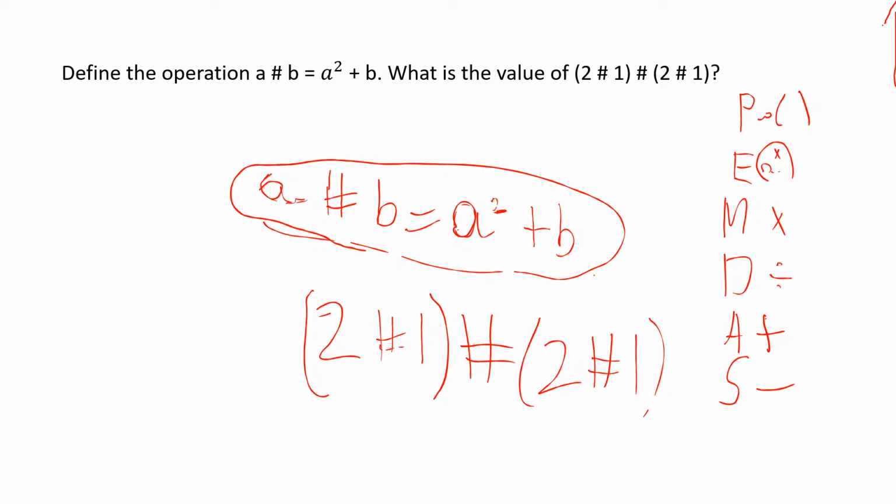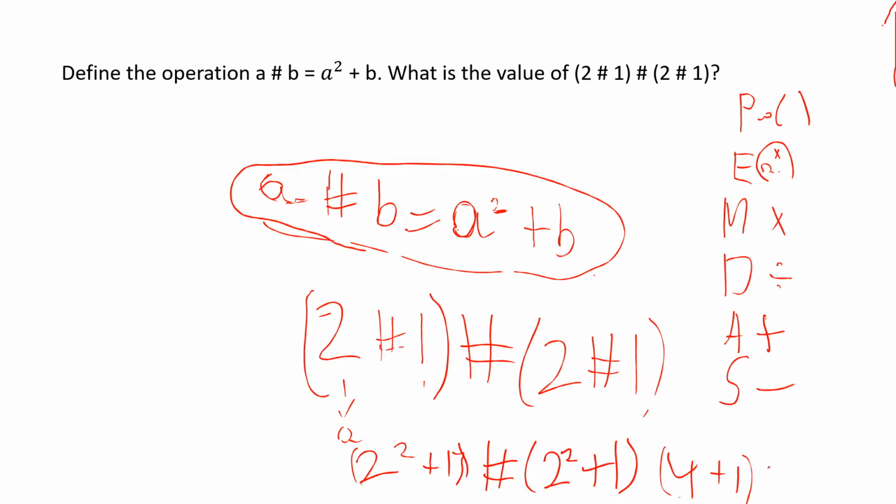Now if I take a look at a and the hashtag, a hashtag b equals a squared plus b. So if we think that 2 is a, and if 1 is b, wouldn't this be 2 squared plus 1, right? We don't know what the hashtag is yet. We'll come to this. But of course, let's get the exponents, the parentheses, out of the way. We know what this is, right? So let's solve this. 2 squared, of course, is 4 plus 1.